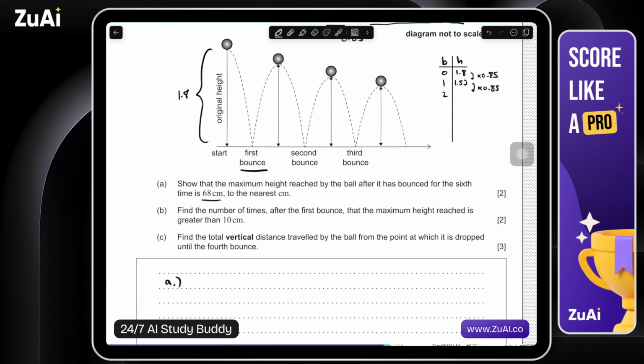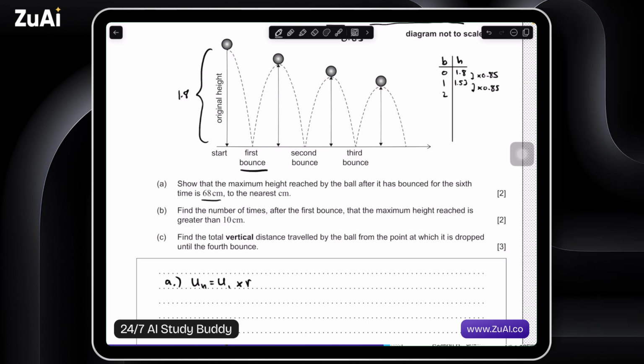Show that the maximum height reached by the ball after it has bounced for the 6th time is 68 centimeters. Our geometric sequence formula is given by U_n is equal to U_1 times r to the n minus 1. U_1 is the value of the first term, and r is the common ratio, what we multiply by to go from one term to the next.